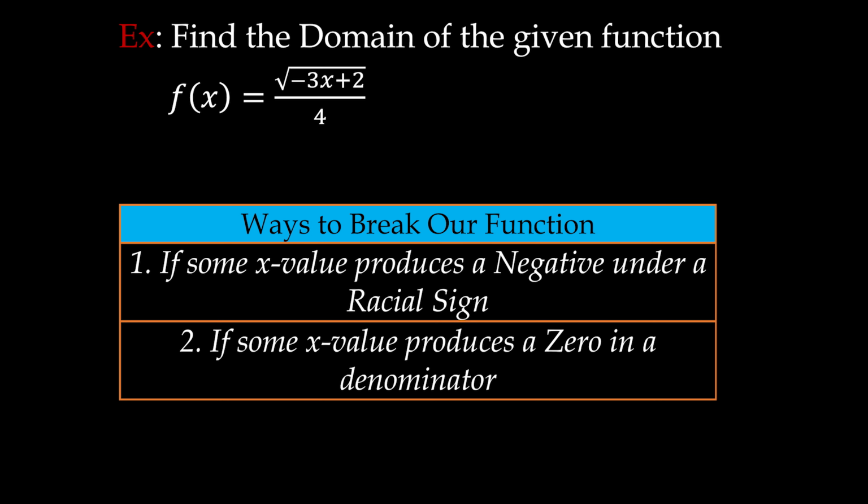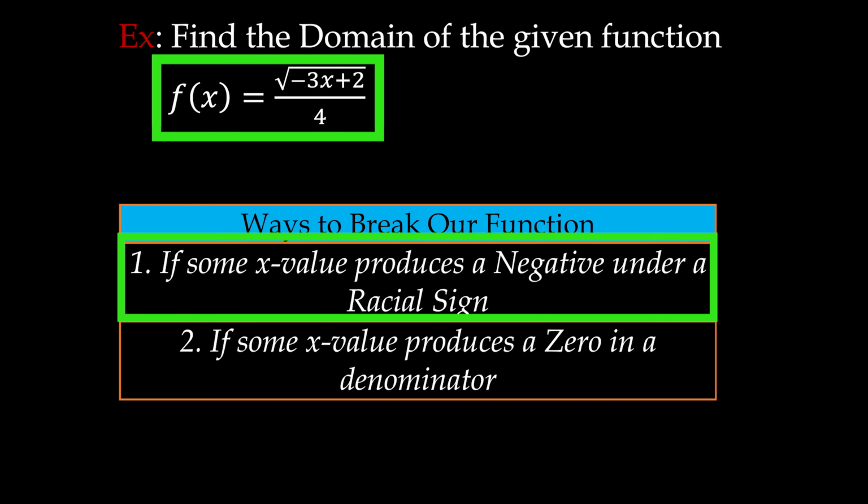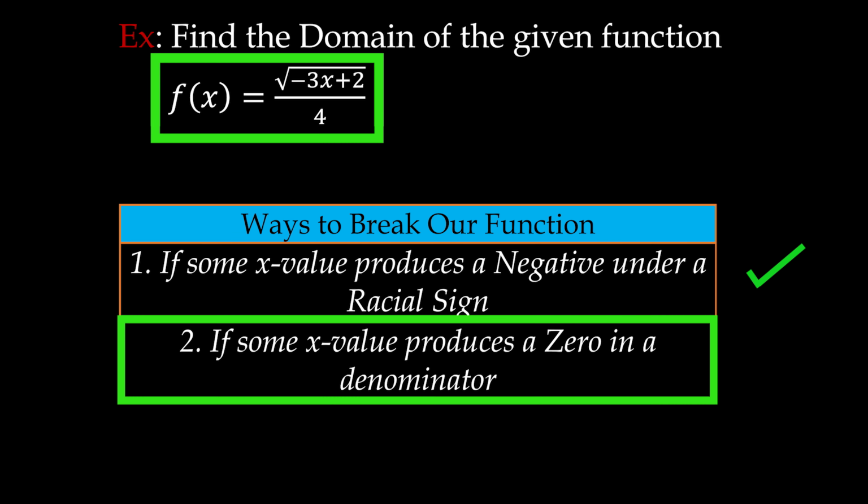To find the domain, we have to check to see if any real numbers violate either rule. Ask yourself, do you see any radical sign here? Yes, so we have to make sure to avoid violating the first rule. Do you see any fractions here? Yes, however, the denominator does not have any x's, so we don't have to worry about some input violating the second rule.